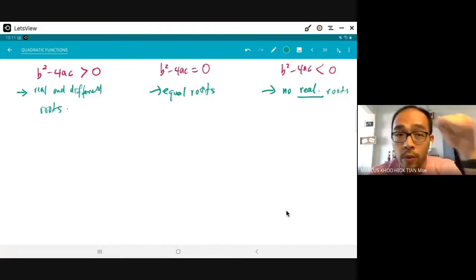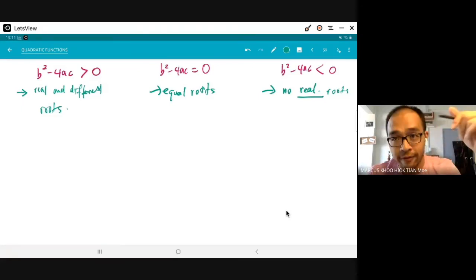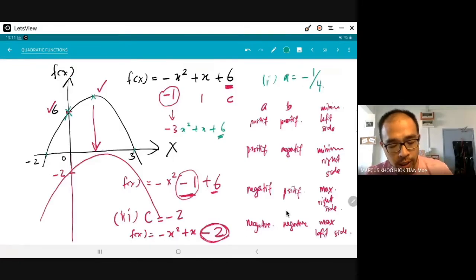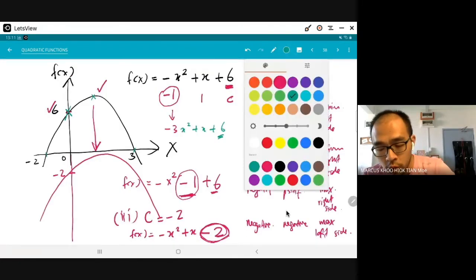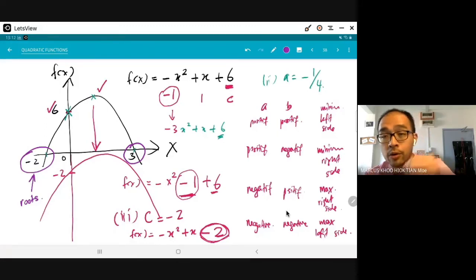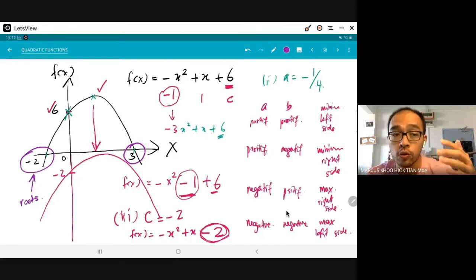So now we have to talk in terms of graph. Kalau kamu ingat contoh ini tadi, this number negative 2 and number 3, ini sebenarnya yang kita panggil sebagai roots. Roots atau punca-punca lah kalau dalam bahasa Melayu. So negative 2 and 3 are what we call roots.